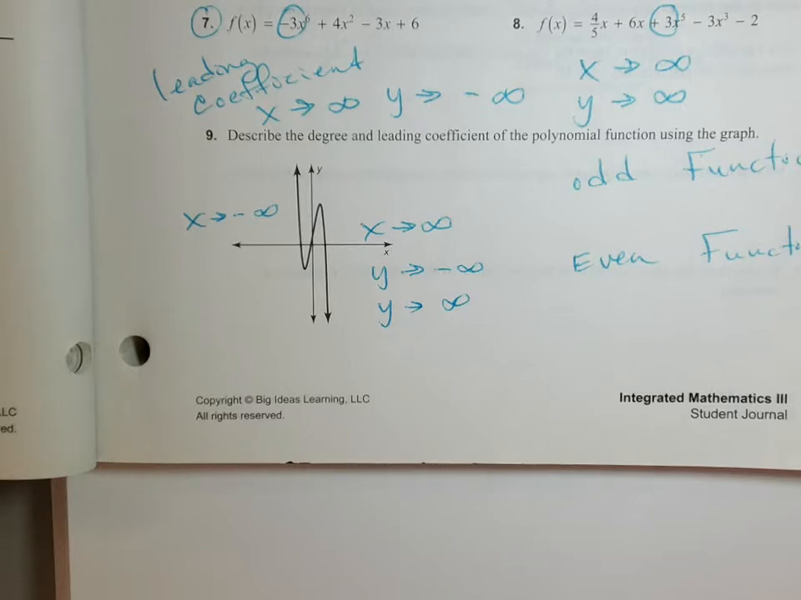Even functions. What happens on the end behavior? So for an even function, if at the end it goes to positive infinity on this side, it's going to go to positive infinity on this side. If an even function goes down to negative infinity, then at the end the other side goes down to negative infinity.